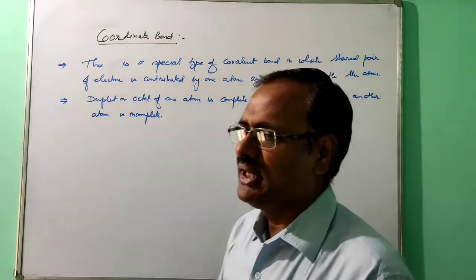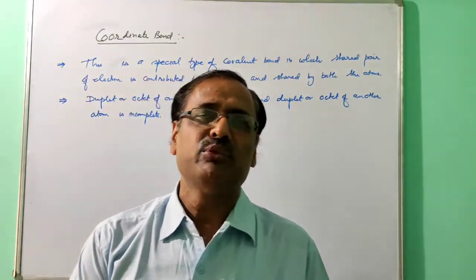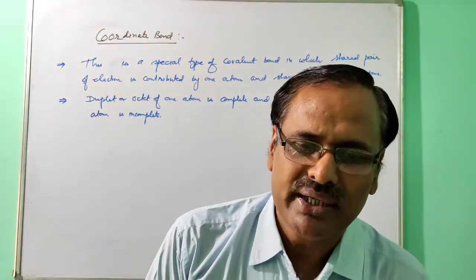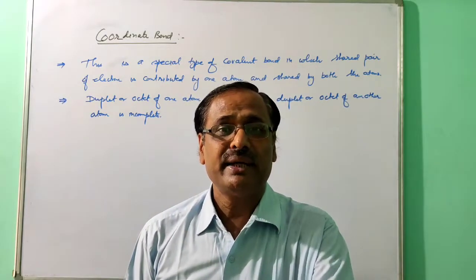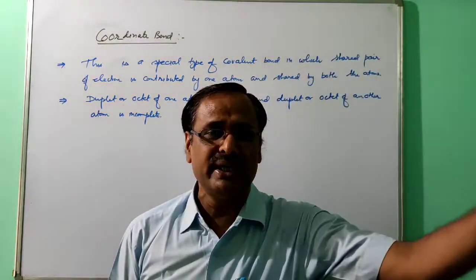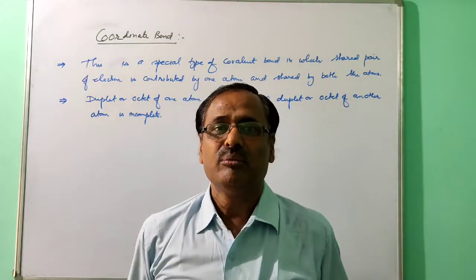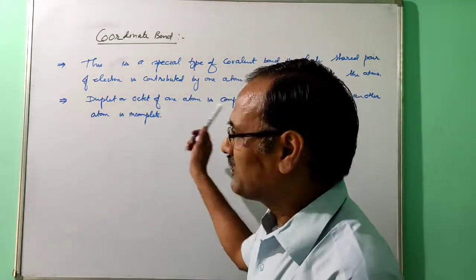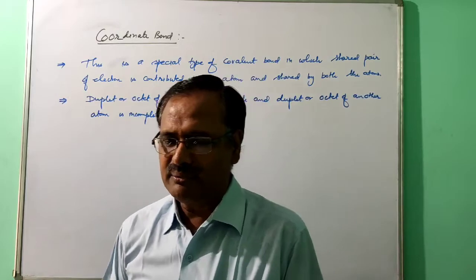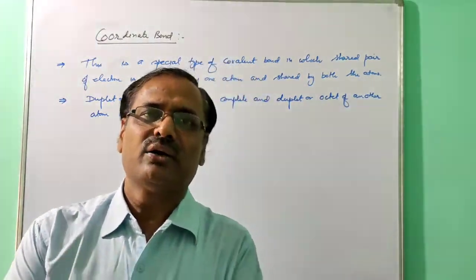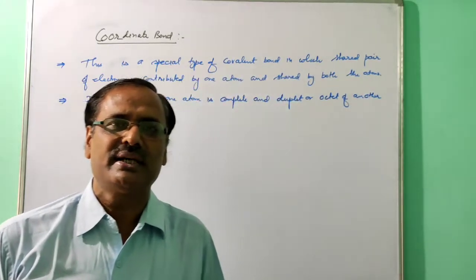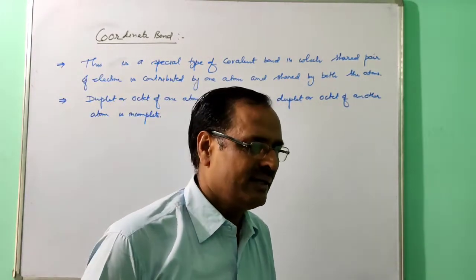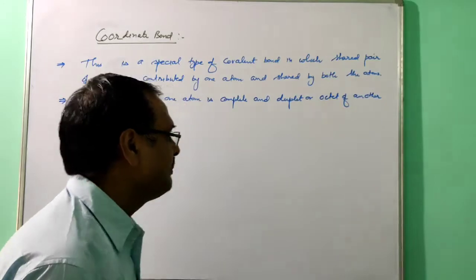We have seen in the covalent bond that mutual sharing takes place. But here mutual sharing is not there. Sharing will be there, but the shared pair of electrons is given by one atom and shared by both the atoms. In the two atoms combining, the atoms going into coordinate bond formation, the duplet or octet of one atom is complete and the duplet or octet of another atom is incomplete.